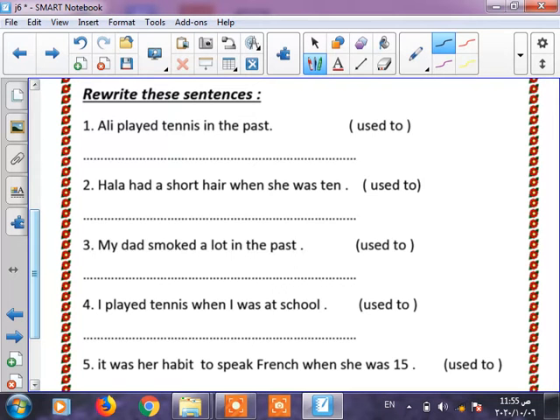Look at example number two. Hala had a short hair when she was 10. Here, I need you to use the word used to. So how can we answer it? We write Hala, and after Hala I put used to. And after that I use the verb infinitive. Where is the verb? Had. What is the infinitive of the verb had? Have. So I write Hala used to have a short hair when she was 10.